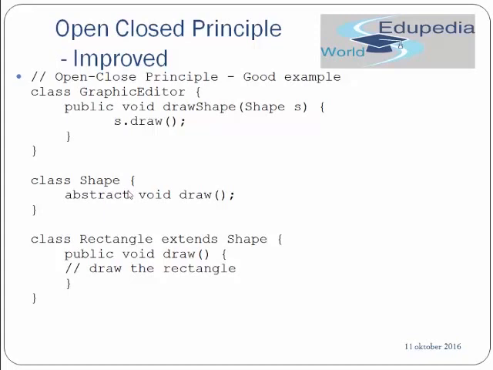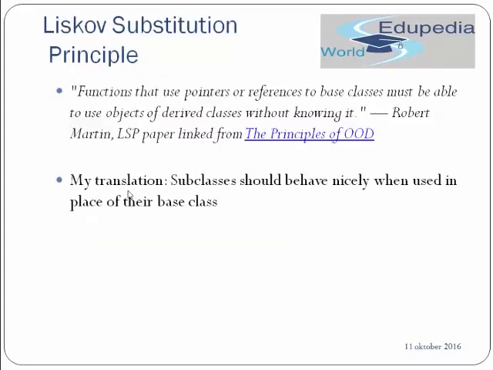So you see how the code has become relatively easy, and it's open for any new shape, but it is closed for any modification. Fine, so that was the second principle. And now let's go to the third principle, which is the Liskov substitution principle. Well, this principle states that functions that use pointers or references to base classes must be able to use objects of derived classes without knowing it.